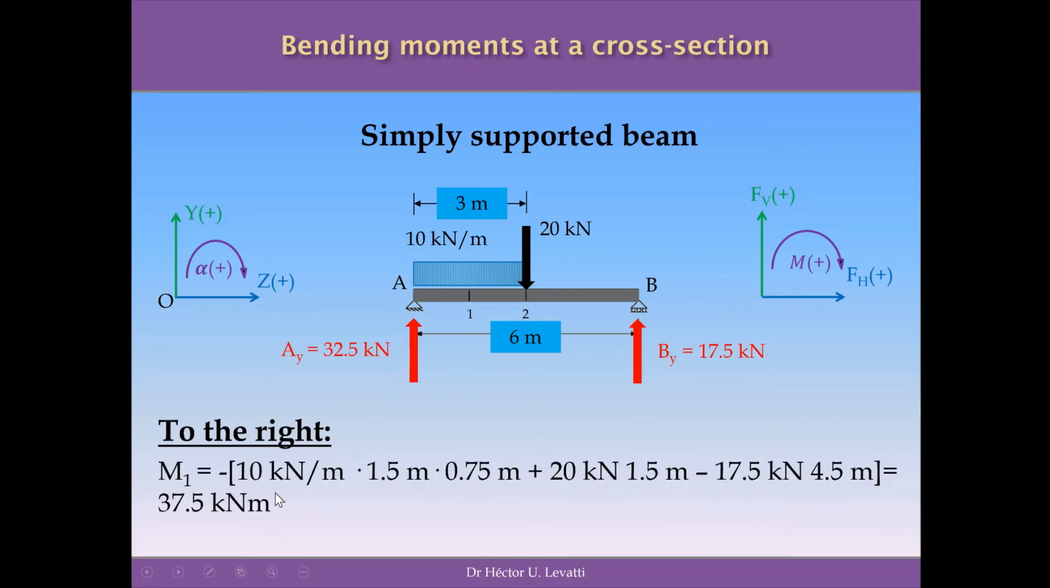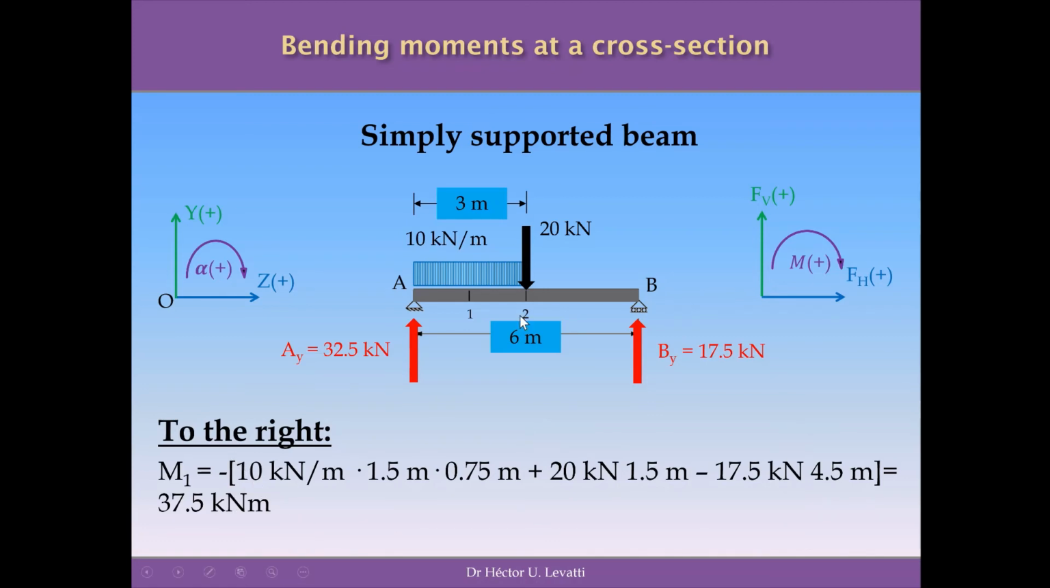So if we were to run the calculation at section 1 again and consider the right side of the structure, which is all this portion I'm showing you right now, all the structure to the right side of section 1. We have to start with the minus because we are running the calculation to the right side of the structure. We have to use then the opposite sign.